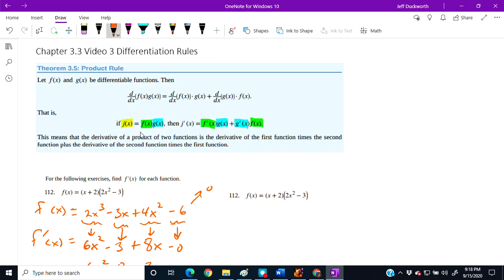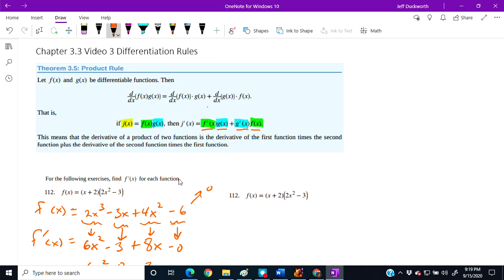So if we've got the product of two different functions, the derivative of the entire function is the derivative of the first times the second. So the derivative of the first is f of x prime, or f prime of x. The second function, g of x, we just multiply by that. Plus the derivative of the second, which is our g prime of x, times the first. So again, not just the product of the two derivatives.